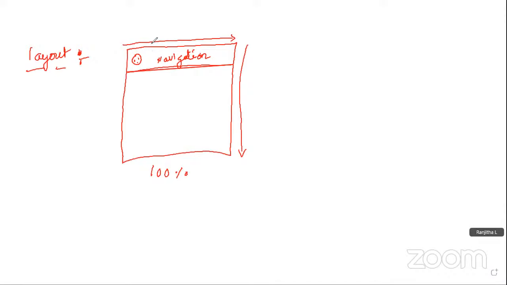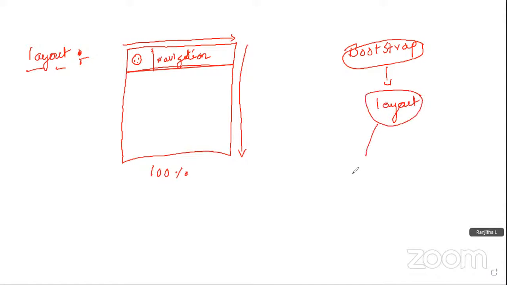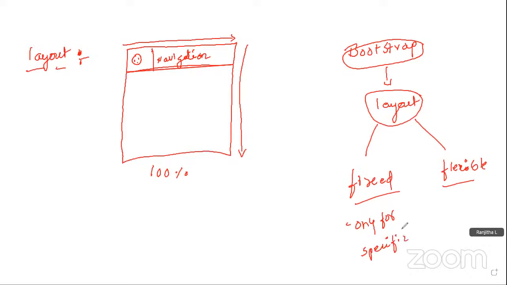If you look at this, I can say this is one partition, a 2 column layout. And how are we going to create a layout? What sort of layout does Bootstrap work with? If you ask me, there are two types of layouts. One is fixed layout, another one is flexible. A fixed layout is only for a specific device. If you are targeting your application only for desktop users or only for tablet users, then I can go for fixed. But in most cases we won't even use this. We will be using flexible.